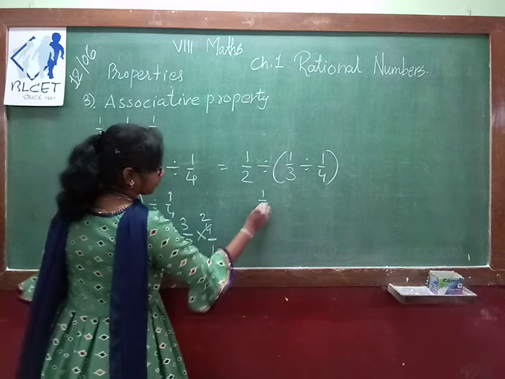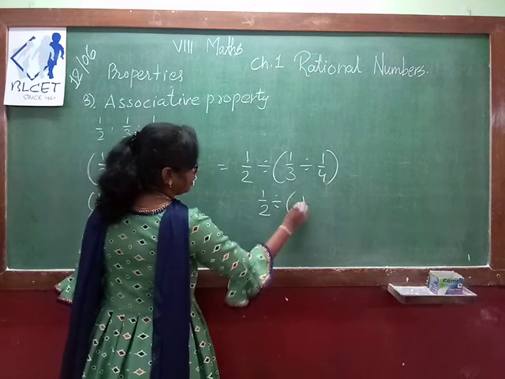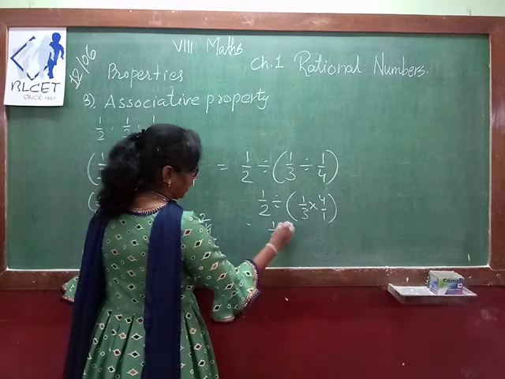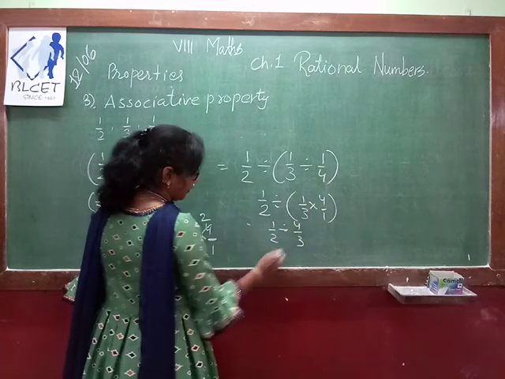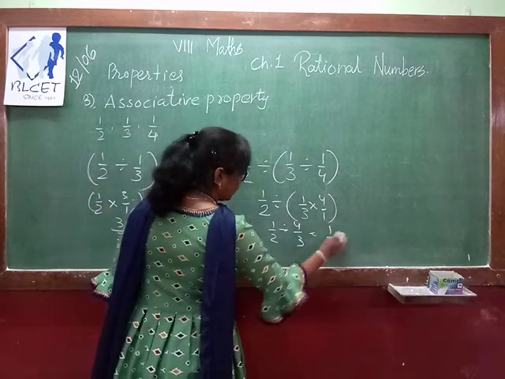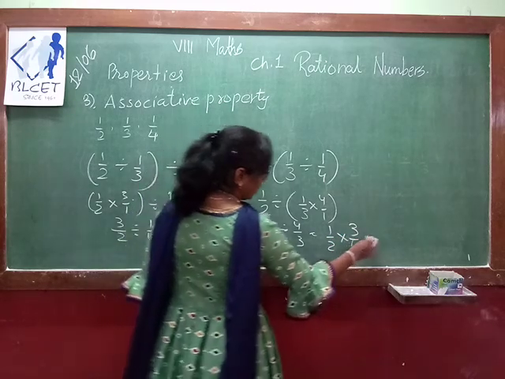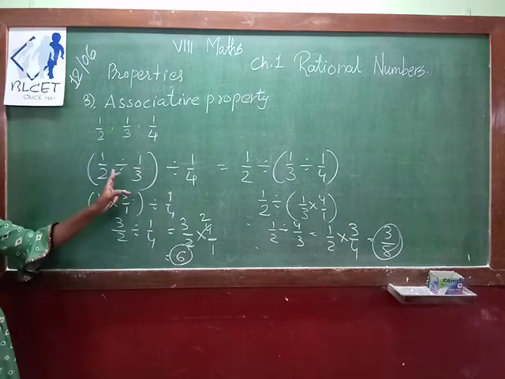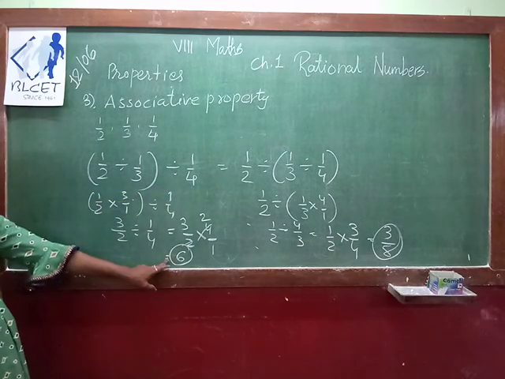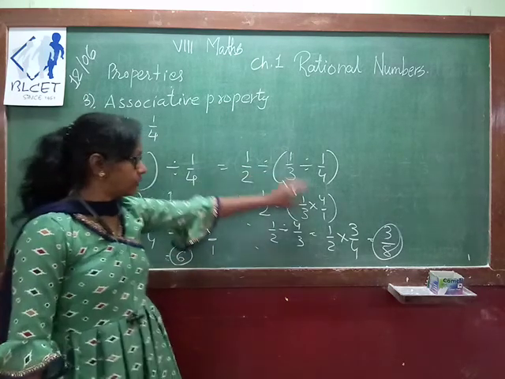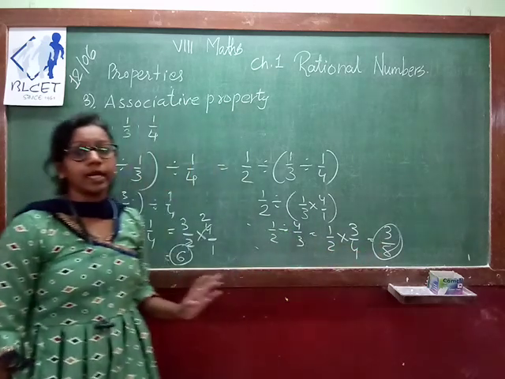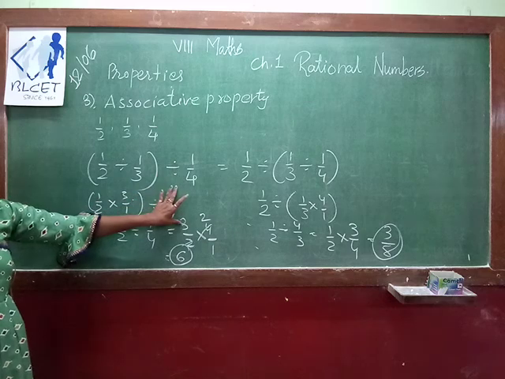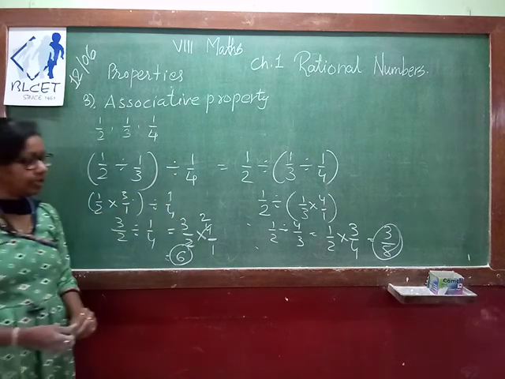Come to here. 1/2 divided by, this is 1/3 into 4/1. So 1/2 divided by 4/3. Reverse it. So 1/2 into 3/4. So what is the answer? 3 divided by 8. Do we get the same answer? By solving this we are getting the answer 6. By solving this we are getting the answer 3/8. So we are not getting the same answer. So what can we say? Associative property does not hold for division of rational numbers.